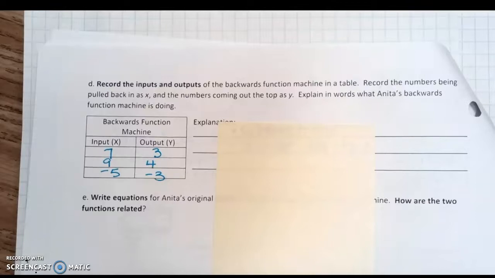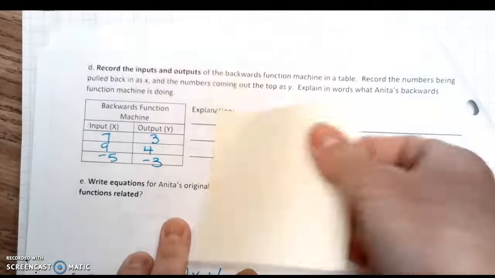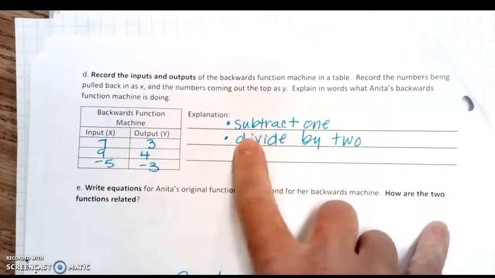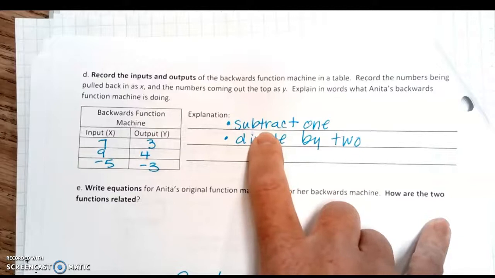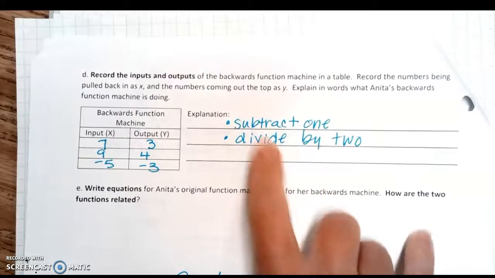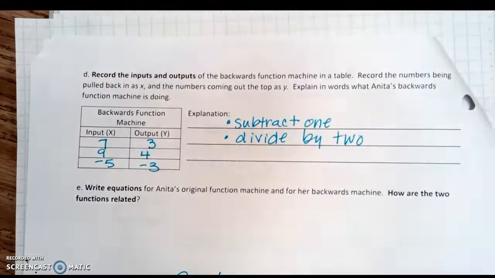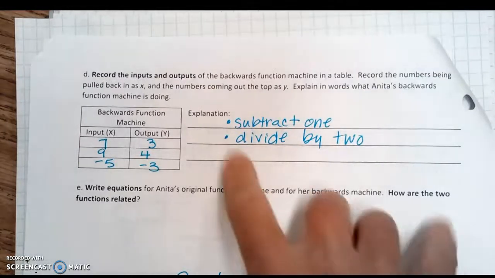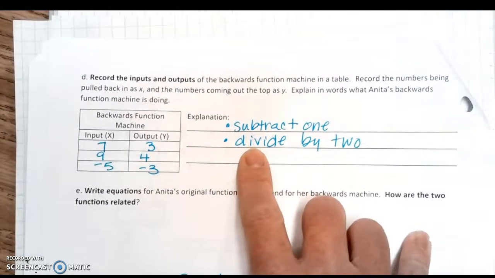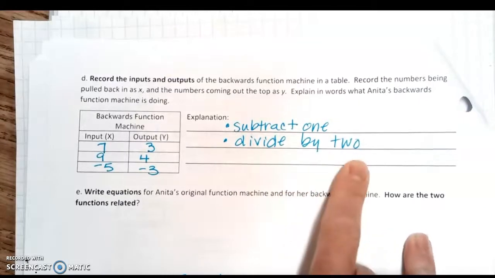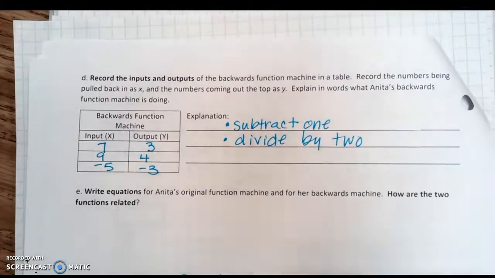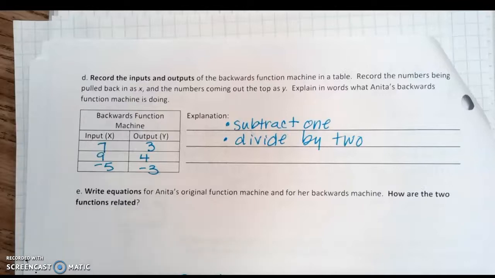Well, divide and subtract by 1. Okay, so you know that you have to do the inverse operations. What you said, subtract 1, right? Yeah. Okay, subtract 1 from whatever the number is. And then instead of multiplying by 2, we're going to divide by 2. Write the equation for Anita's original function machine and for her backwards machine. How are the two functions related?